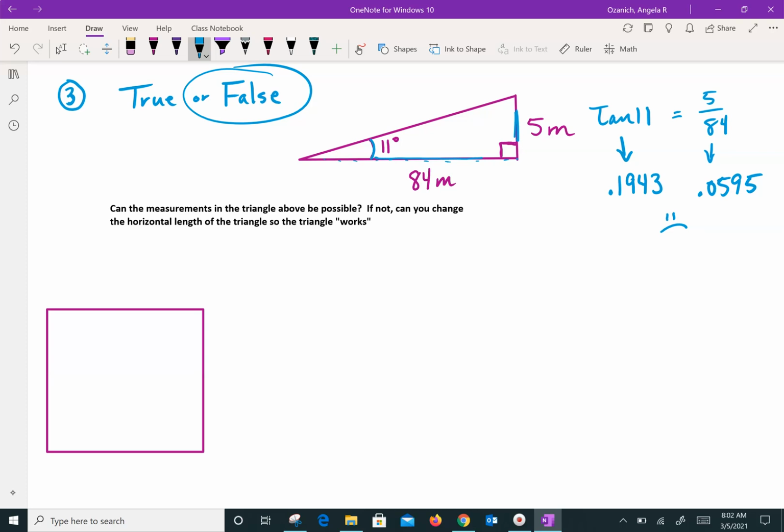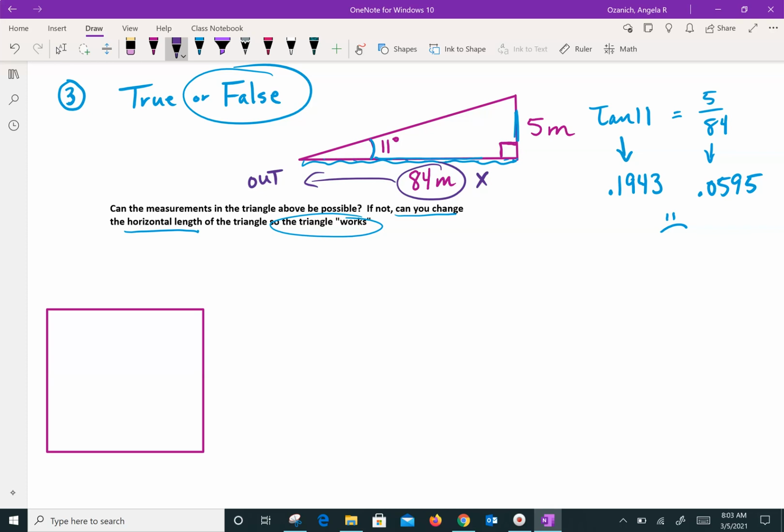So it says, if not, can you change the horizontal length so that this triangle works? So we're making a change here. The horizontal length is this piece, so let's label it with a new variable. We know we don't want it to be 84. We're going to kick that out. The 84 is out, and we need something else that makes this true. We're doing a lot of work with tangent. I hope you guys are ready to do work with sine and cosine as well for this particular exam.